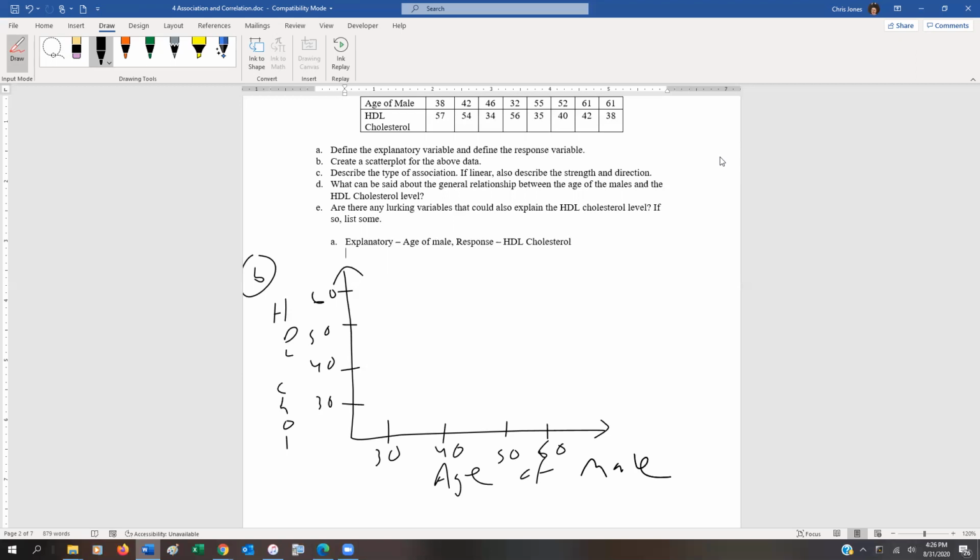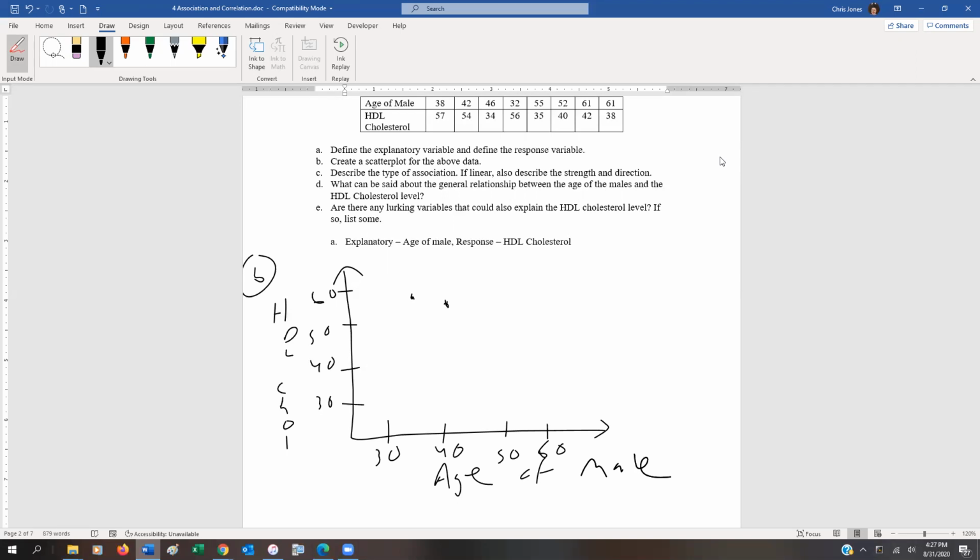So we have 38, 57. It doesn't have to be great, but we're going to do our best. So up here, we have approximately this coordinate. So that's 38, 57, then 42, 54. So we go over to 42 and then 54. That'd be right about here. And again, it doesn't have to be super accurate, and we'll see later how to make a more accurate plot.